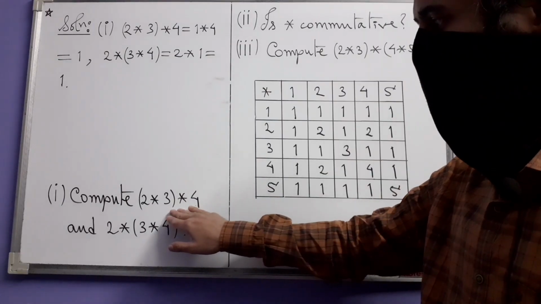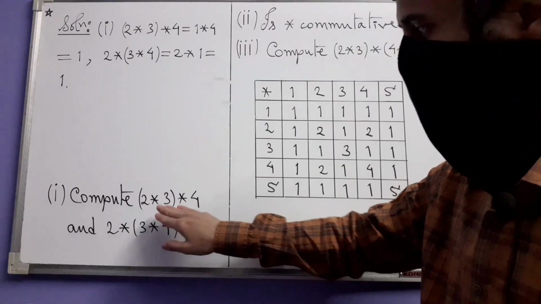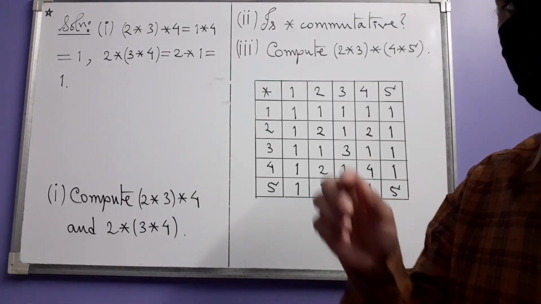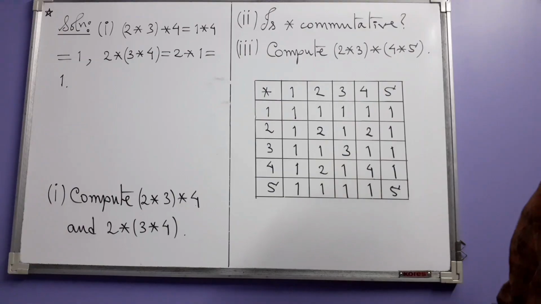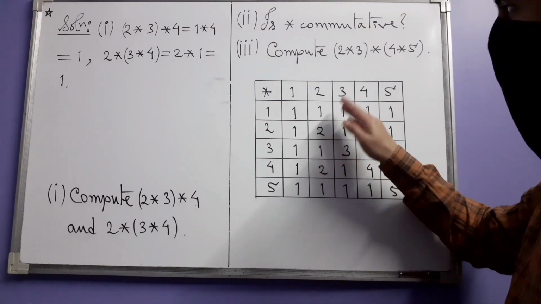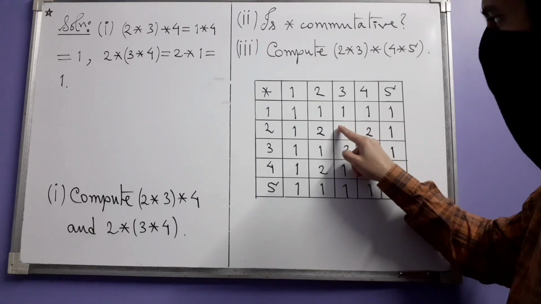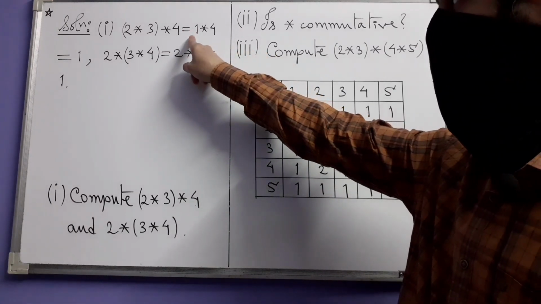The way we have bracketed this product indicates that we first have to calculate 2 star 3, and then with the result we take the star of 4. What is 2 star 3 from the table? You see the row of 2 and column of 3. That corresponds to this cell. So 2 star 3 is 1.